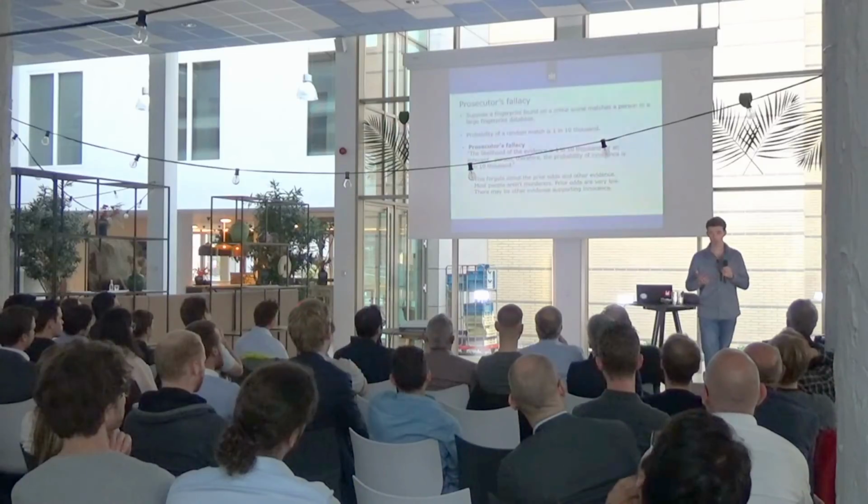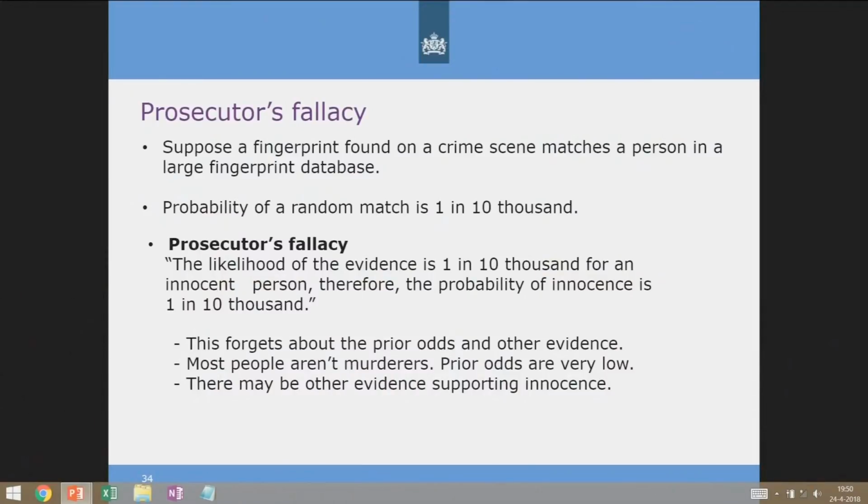One way to not use a likelihood ratio is to commit the prosecutor's fallacy. The prosecutor's fallacy is encountered very often, especially in newspapers. Journalists often commit the prosecutor's fallacy. So for example, suppose that a fingerprint is found on a crime scene and it matches a person in a large fingerprint database. And the probability of a random match is 1 in 10,000. So these data are very unlikely. A prosecutor may say, well, the likelihood of the evidence is 1 in 10,000 for an innocent person. So the probability of this person being innocent is 1 in 10,000.